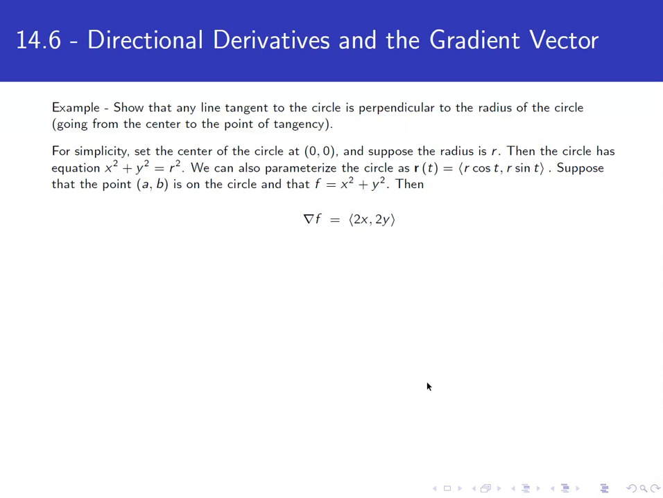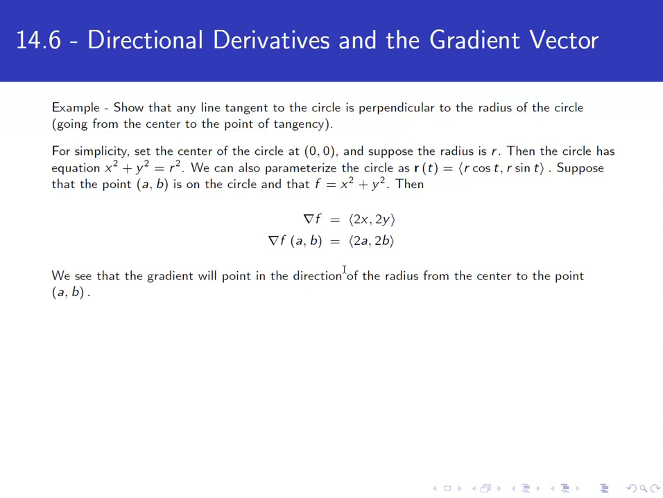Let's say we have a point (a, b) on the circle, and our function is going to be x squared plus y squared. Then let's take the gradient of that function. We get 2x comma 2y for the gradient. The gradient evaluated at the point is 2a comma 2b. Notice that the gradient points in the direction of the radius from the center to the point (a, b), because it's just 2 times (a, b). So the gradient is pointing out from the center, (0, 0), towards the point (a, b). Actually, it's twice as long, right? It's 2 times the vector (a, b), so it goes through the point (a, b), if you will.